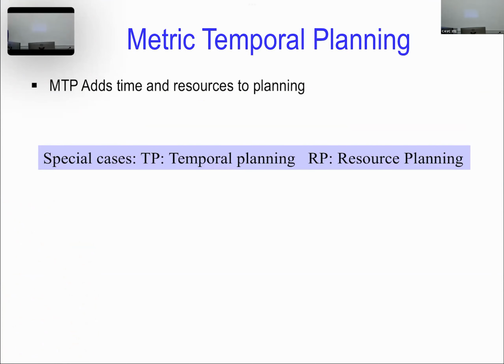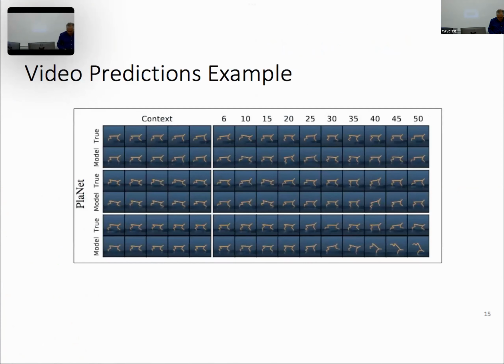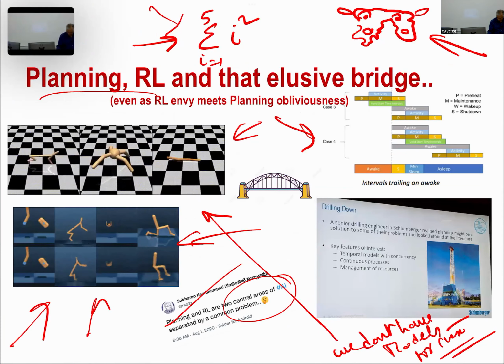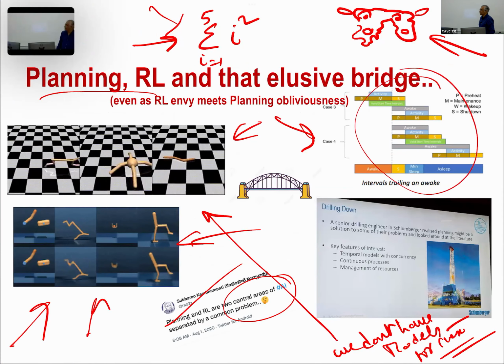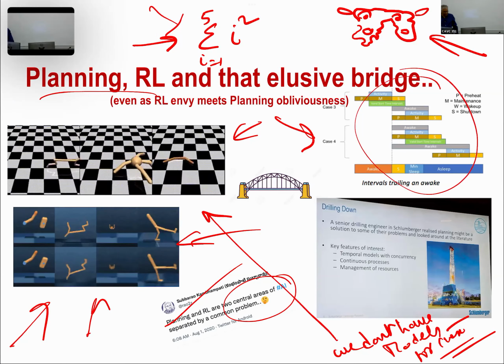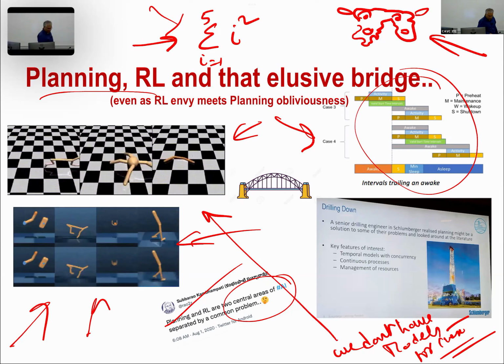Go back to STRIPS planning for a while. Forget about all these sensors, etc. I want you to understand this kind of planning. That's temporal planning. Actions have durations. We keep saying this. Actions can have durations. And the real world has actions and durations.